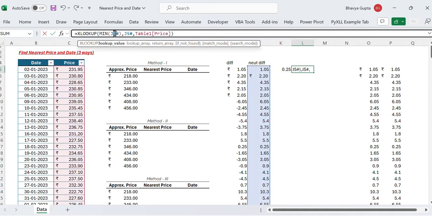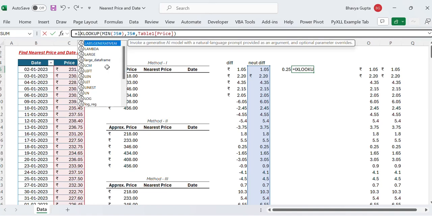And now we have two intermediate steps, that is J5 hash. And since we are using it twice here in a single formula, what we can do is use the LET function to further optimize this, so that we could reuse J5 hash multiple times.